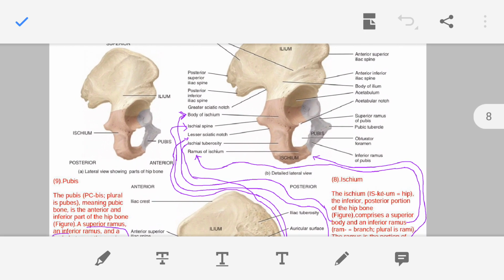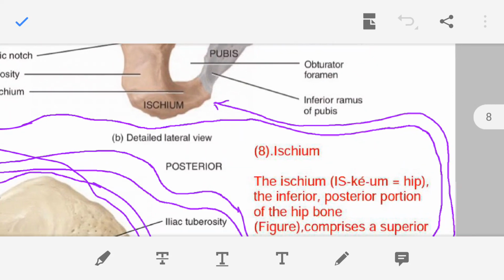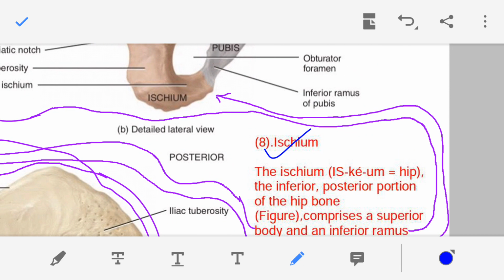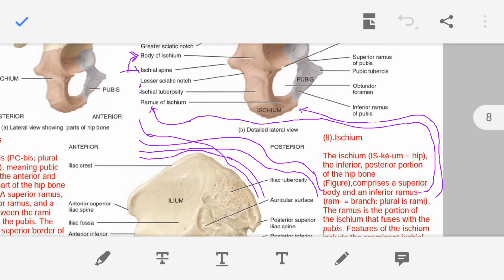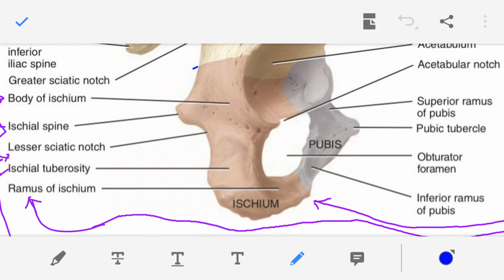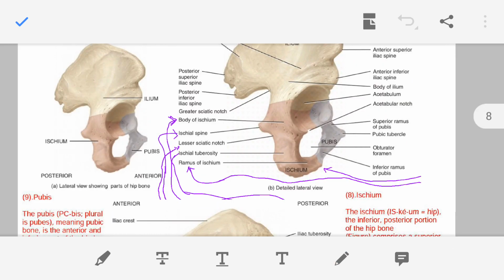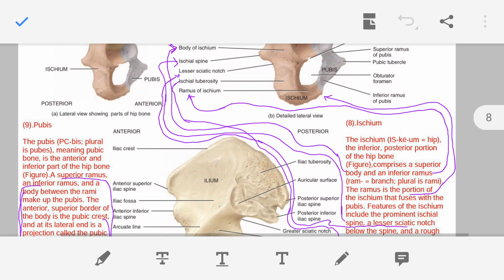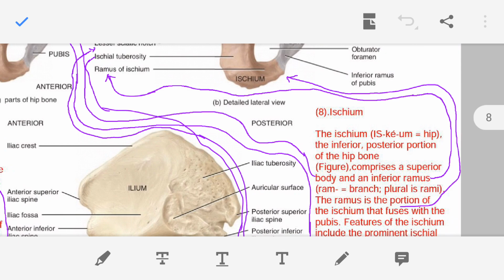Now this is regarding the ischium. Once again, this is not "ischium", we should pronounce it as ischium. Ischium means hip. First of all, I am showing you the ischium. This reddish brown colored bone, this part is the ischium. Now what is this ischium made up of?